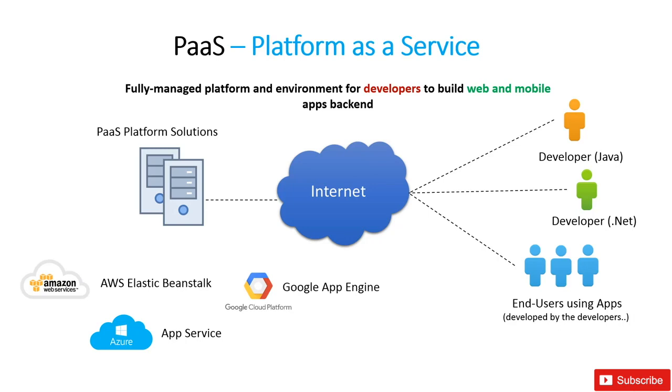And this is what we see on the right side. All kinds of different developers that are using the platform as a service solution for developing new applications. Now, some examples of platform as a service from well-known cloud providers will be the Microsoft Azure App Service, Google Cloud Platform, the Google App Engine, and in Amazon AWS, the Elastic Beanstalk.